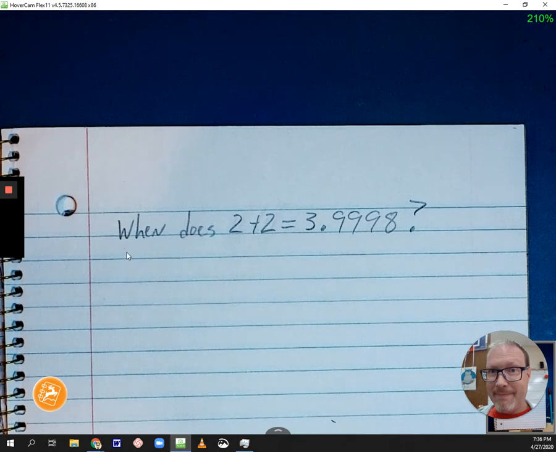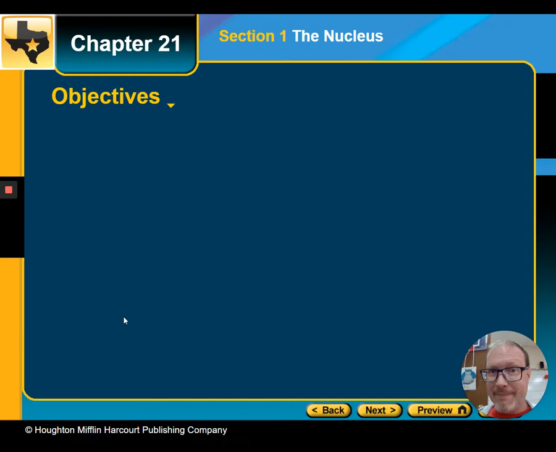Simple math problem. When does 2 plus 2 equal something that's not 4? Because everything you've ever learned before in math tells you, well, hey, 2 plus 2, if you add it up, should always come out to exactly 4. So what we're talking about here is actually a situation where we've got something that is going to be less than what we would expect to find. And that's what we're talking about when we talk about nuclear chemistry.